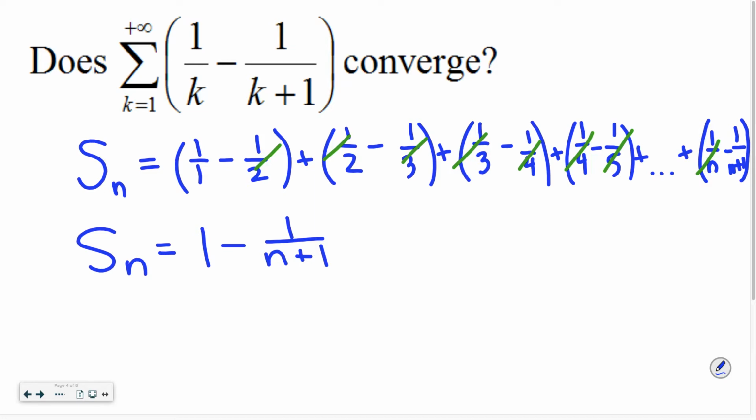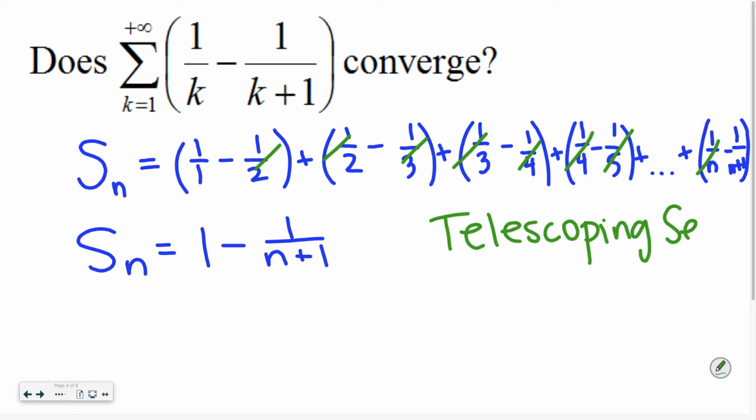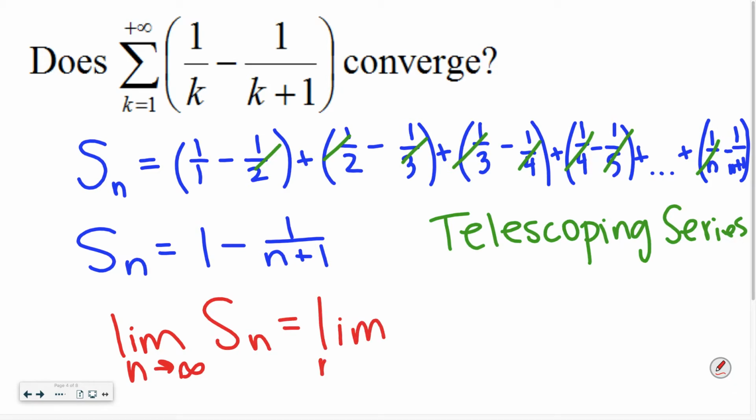This is what we call a telescoping series. Can you see why it would be called a telescoping series? If it goes on for infinity, then 1 over n plus 1 is last. So now we're going to take the limit as n approaches infinity of that partial sum. 1 minus 0. 1.